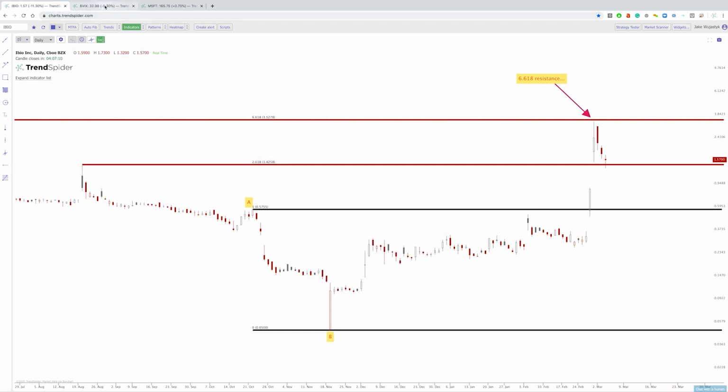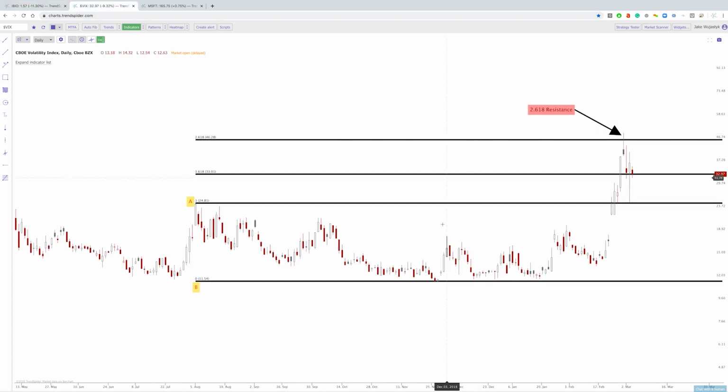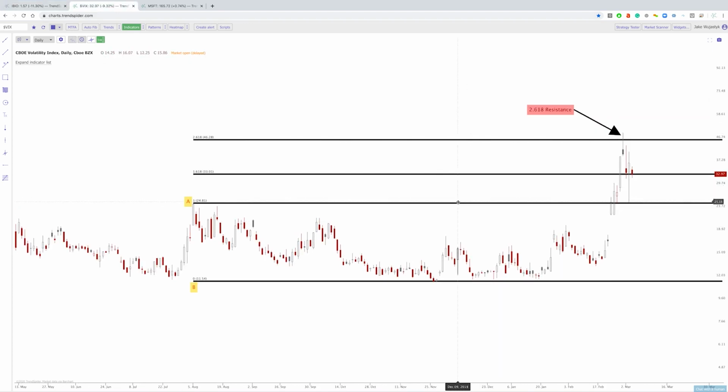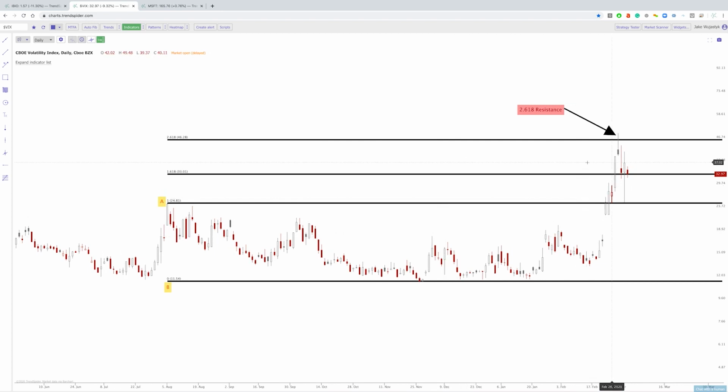Moving on to VIX. This is a really cool example of the VIX respecting these Fibonacci levels in the recent move up. Notice that you can see here A and B. A is where I started the fib, B is where I ended it, and then the 1.618 and the 2.618 are the two levels above that are extensions.